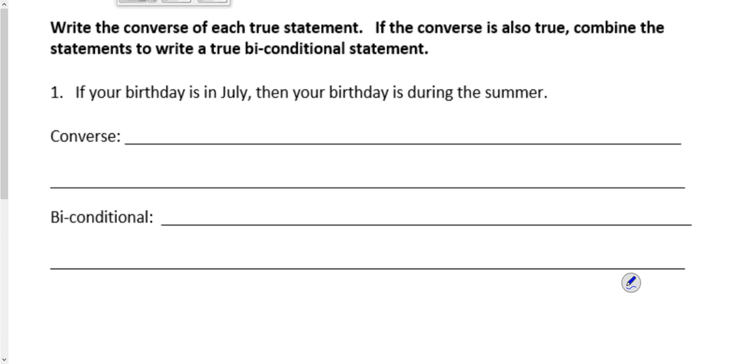All right, so we want to write the converse of each true statement, and if the converse is also true, we're going to combine the statements to write a true biconditional statement. You'll recognize this example from the previous notes. If your birthday is in July, then your birthday is during the summer. So the converse of that: if your birthday is during the summer, then it is in July.